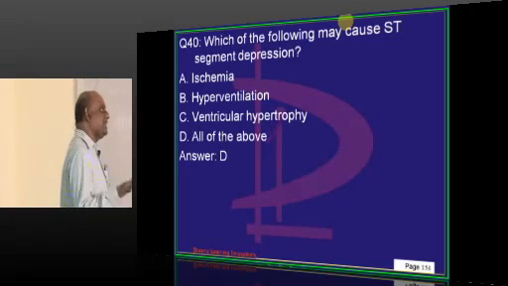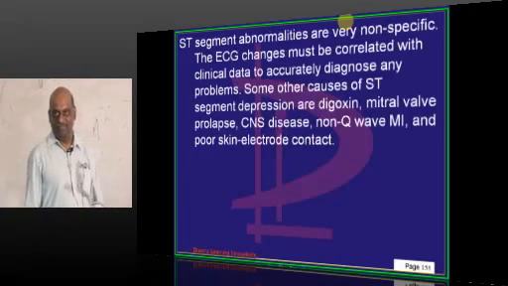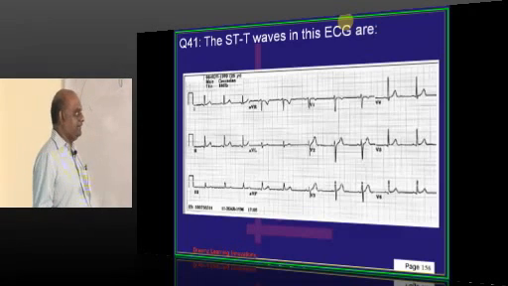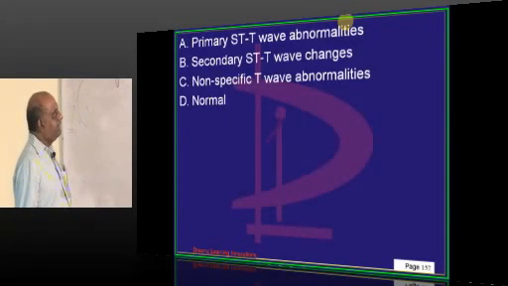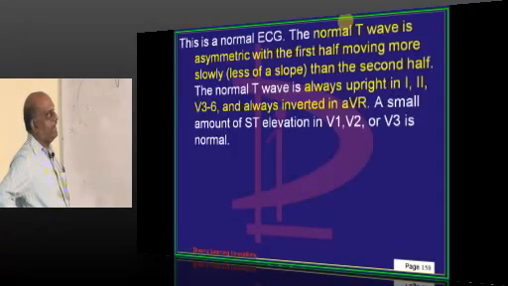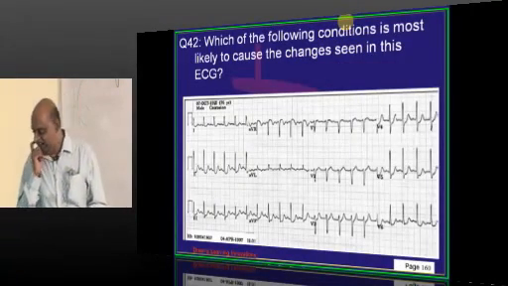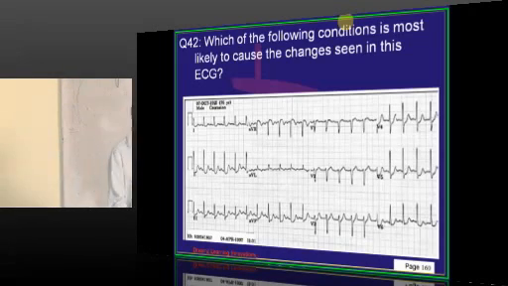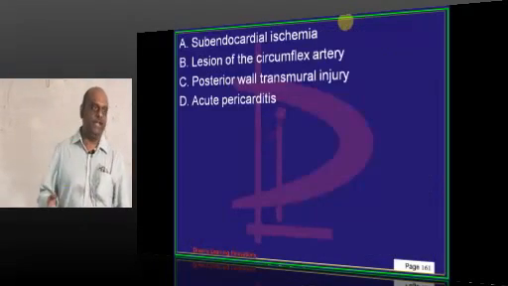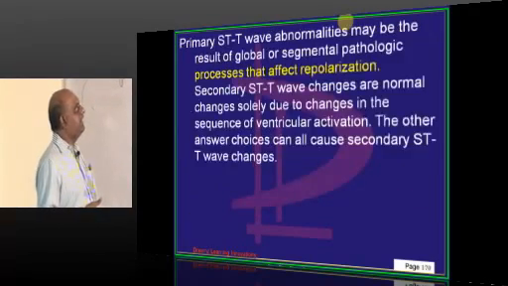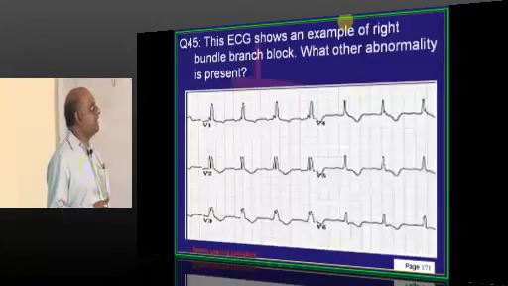So all ST segment depressions are not due to ischemia, be sure. Then what are the ST-T wave changes in the ECG which you are seeing here? So classically they are called the normal form of ECG. I leave the literature for you. Right, doctor? Most of the remaining questions are more or less the same, showing ischemia in different areas. The whole idea is you should understand the various forms of ischemia. That is the whole idea.